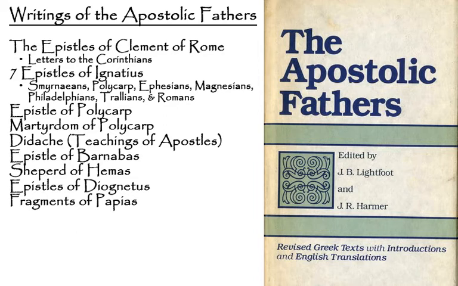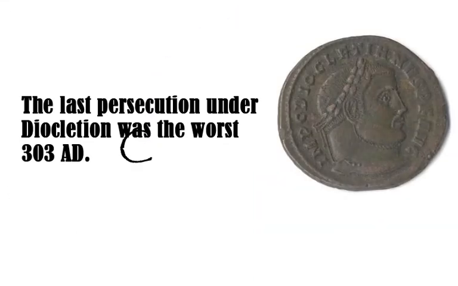The epistle of Ignatius and the fragments of Papyrus. These are some of the key writings of the early church fathers. The last persecution was under Diocletian, and it was the worst, and that was in around 303 AD.